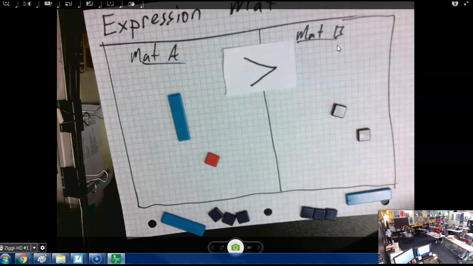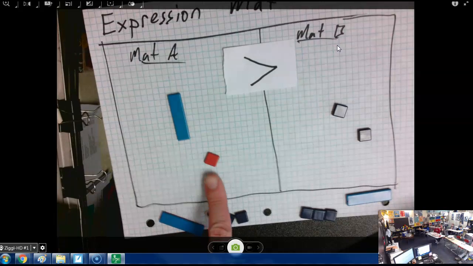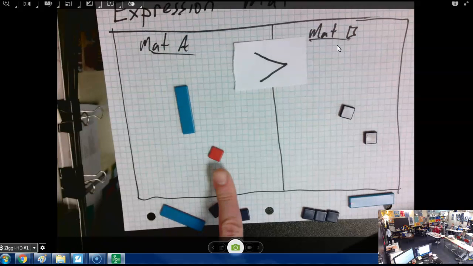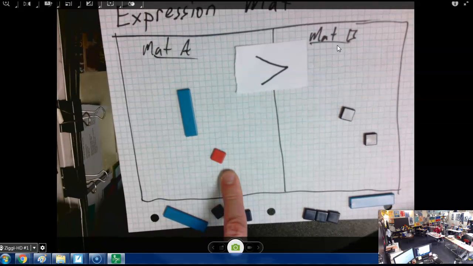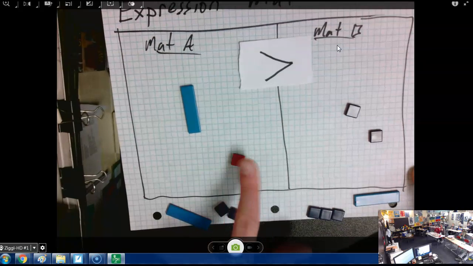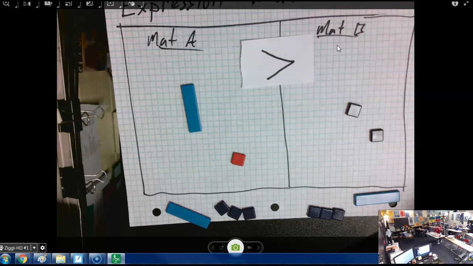I think we talked a little bit about this. How could I get rid of this negative 1 tile? This is seeing who was paying attention yesterday. Eric? Because I can't take away the negative because I don't have a negative over here. Araya?